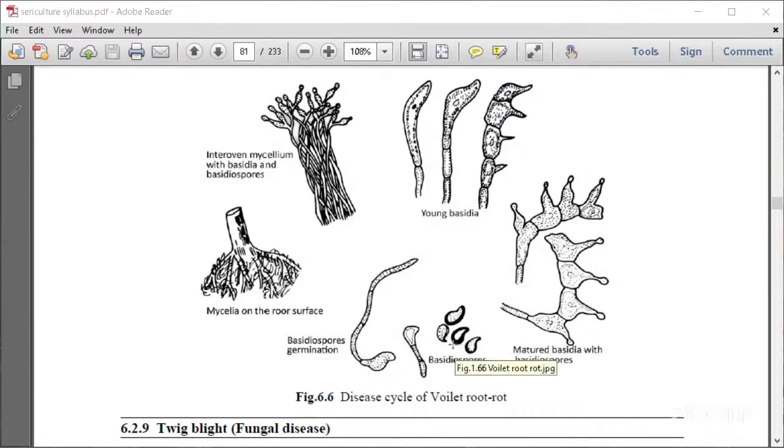And basidiospores at the top. Basidiospores rapidly germinate in wet soils and raindrops, and the hyphae enter the new root system and spread the disease. The germinating spore becomes the nutritive hyphae, which can take up the nutrients from the host and spread the disease.